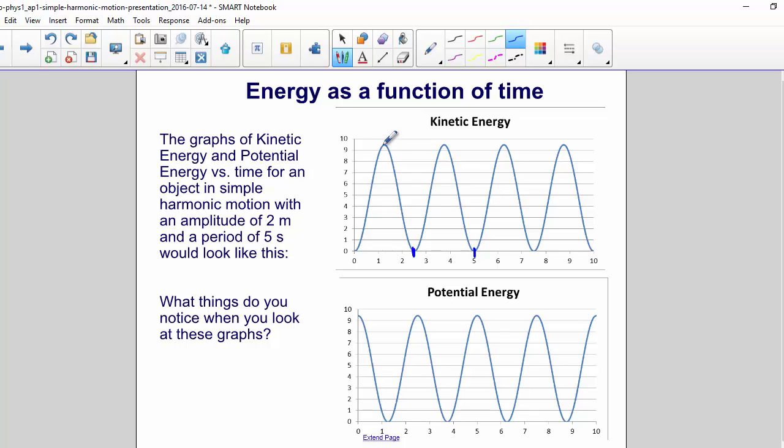So here we have a maximum that's a little over 9, and here we also have a maximum that's a little bit over 9. You should also note that when the kinetic energy is 0, it would be at either the positive or negative amplitude. And when the kinetic energy is at a maximum, this is when it's passing through the equilibrium point. Likewise, when the potential energy is 0, it is passing through the equilibrium point. And when the potential energy is at a maximum, it is either at the positive or negative amplitude.